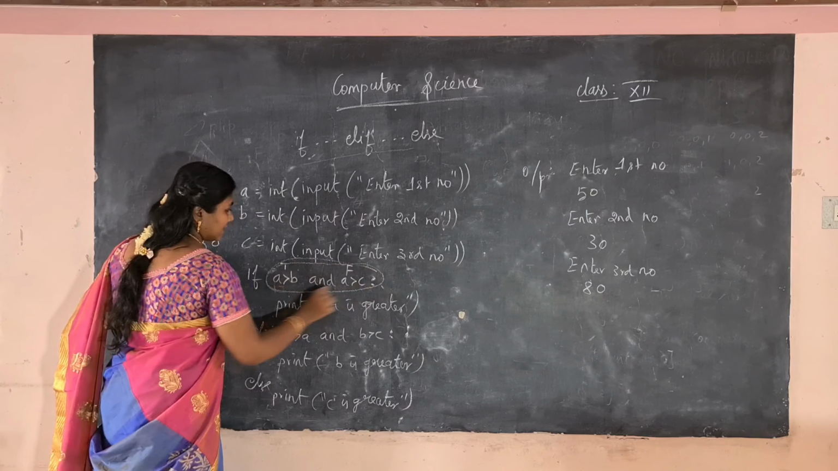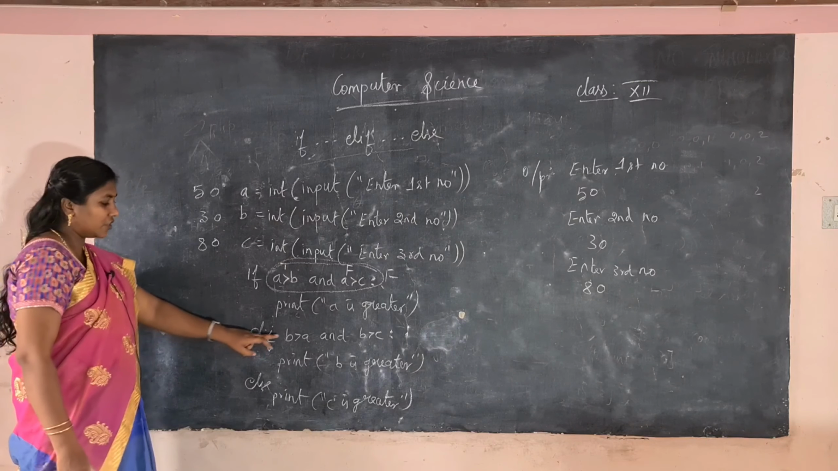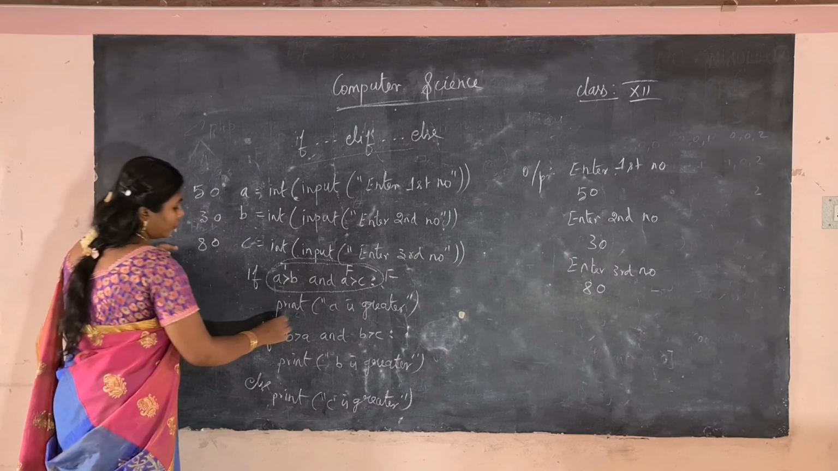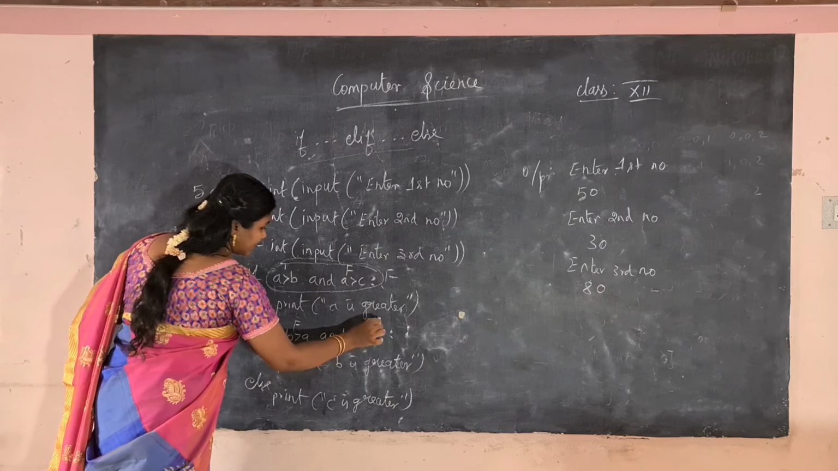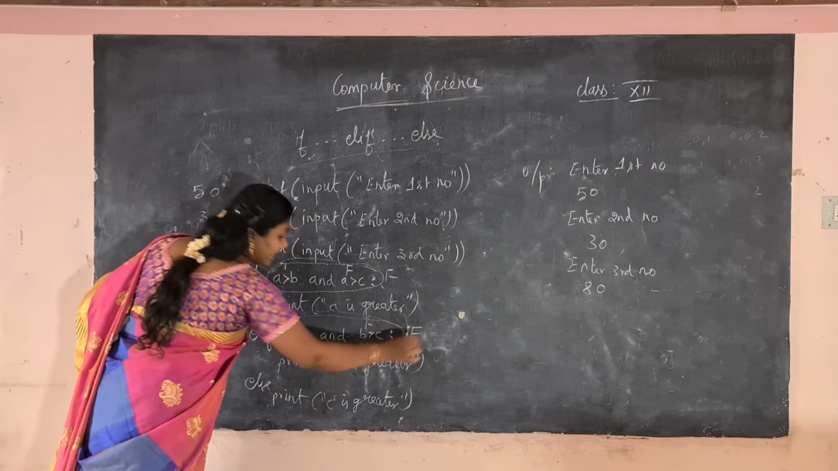This condition is false. Okay. So next it will move on to the next. So B, what is the value of B? 30. Is 30 greater than A? No. Here the condition gets false. And is 30 greater than C? No. Here also the condition gets false. So here also the entire condition gets false.